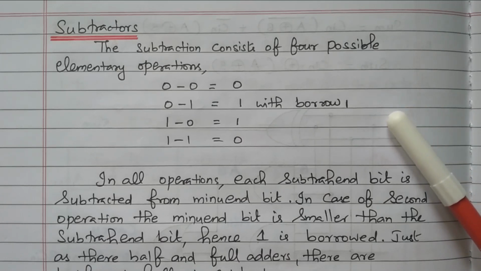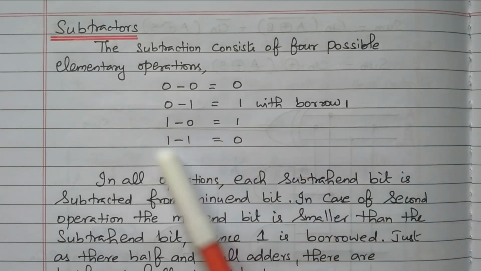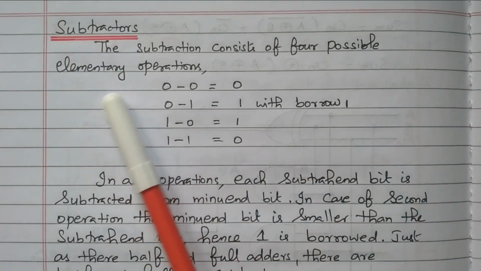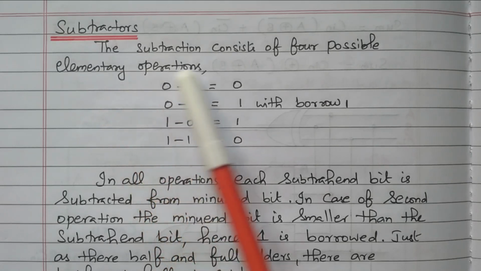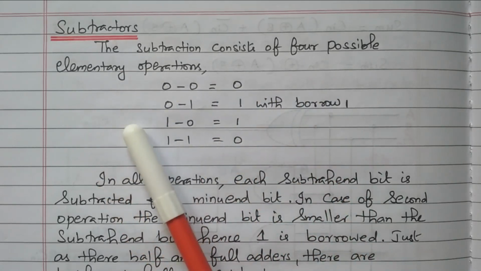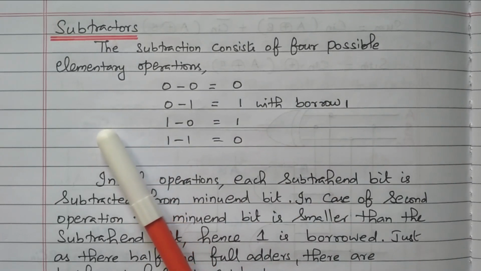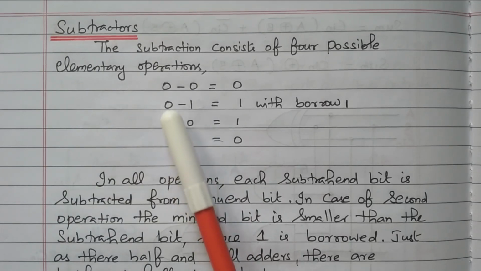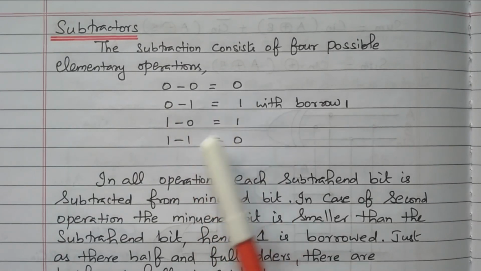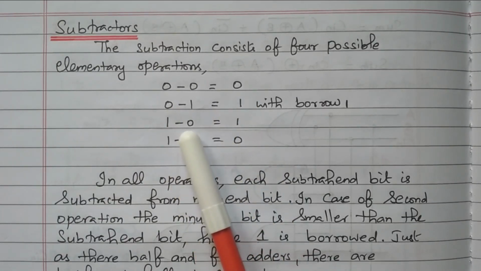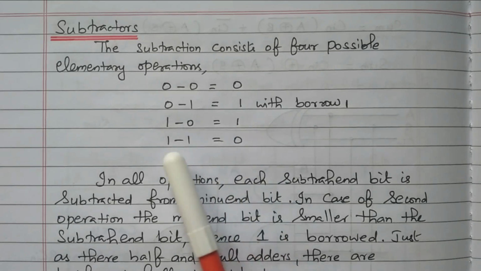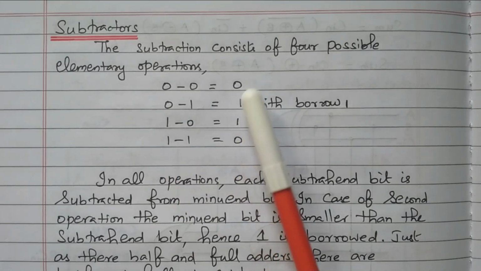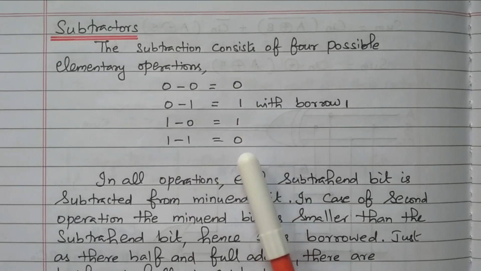Before going to the half subtractor, we will see what the subtractor operation is in digital electronics. The subtraction consists of 4 possible elementary operations. Subtraction means subtraction of 2 binary digits, so there are 4 possibilities. The first one is 0 minus 0, which is 0 only. 1 minus 0 is again 1. 1 minus 1 is 0. The first, third and fourth are very simple.